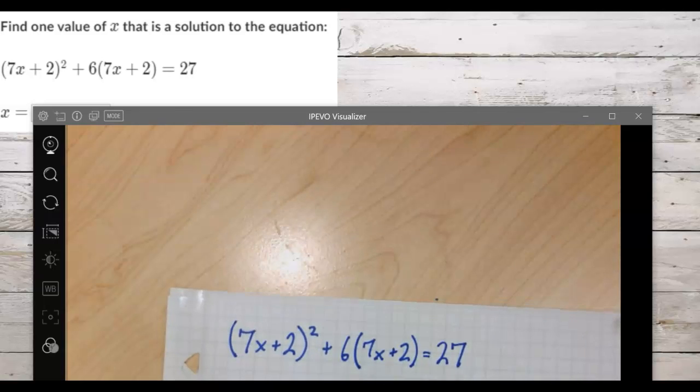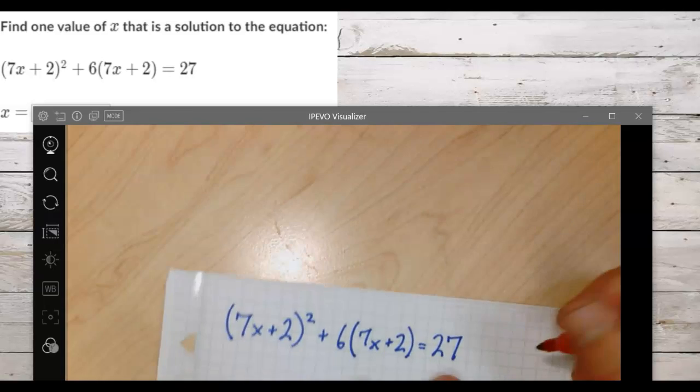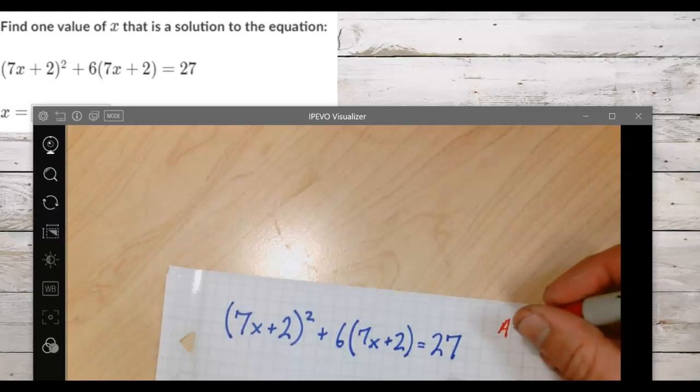Now, another word that you might want to start working into your math vocabulary is "allow."